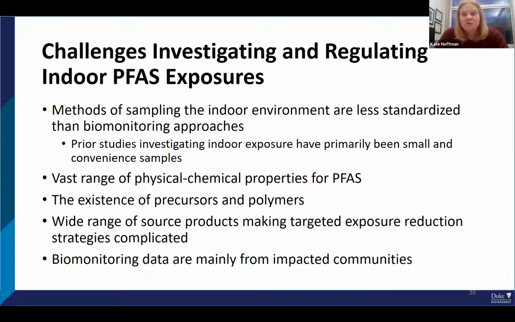There are a wide range of source products. I know this came up in the questions previously, thinking about things like, well, if you reduce carpet, how much will you see that reduction in exposure? And I think that's an excellent point. And then a lot of the biomonitoring data that we have are primarily from impacted communities, and so that's certainly a challenge with thinking about these indoor exposures or exposures that may not contribute as much to total exposure.